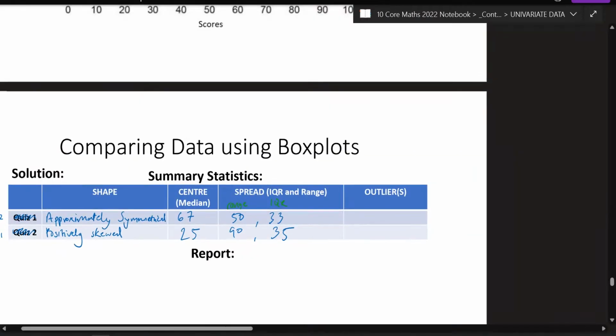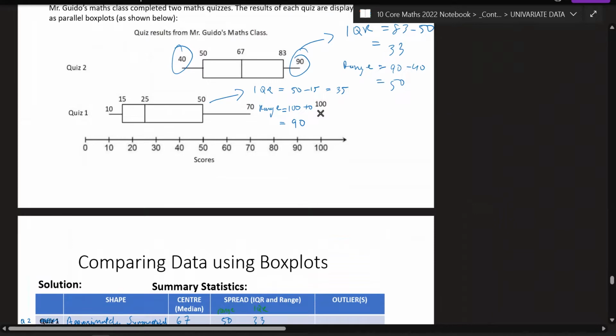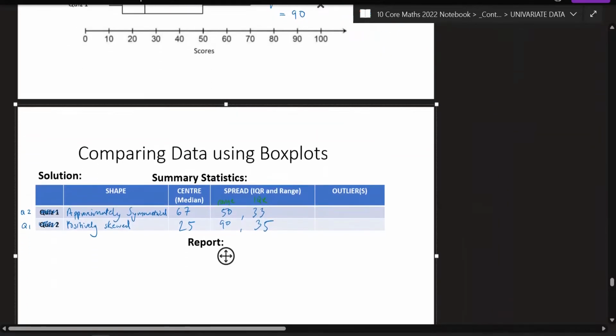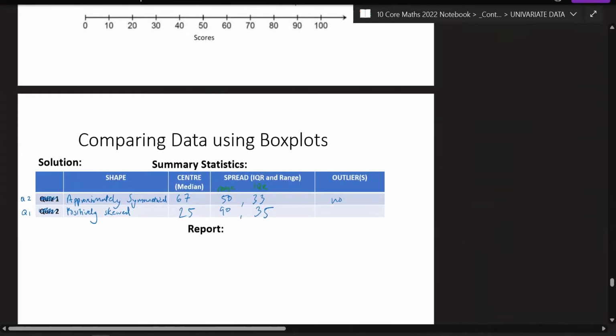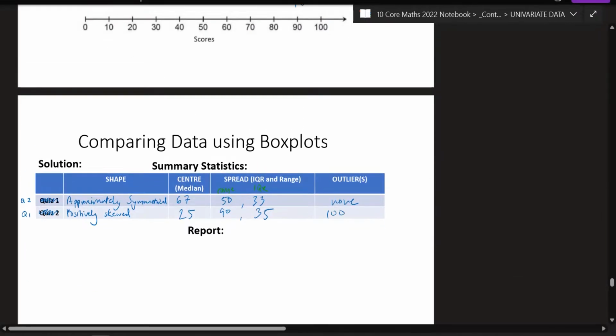And then outliers, I can see in quiz 2, there's none. But in quiz 1, there's an outlier of 100. Okay, so that's what we need to put in our table. In the SAC, you're going to have this table that you need to fill out. Yes, Ruby. In the range, you still have to include maximum, minimum. Outliers still count as maximums and minimums. They're still part of the data.